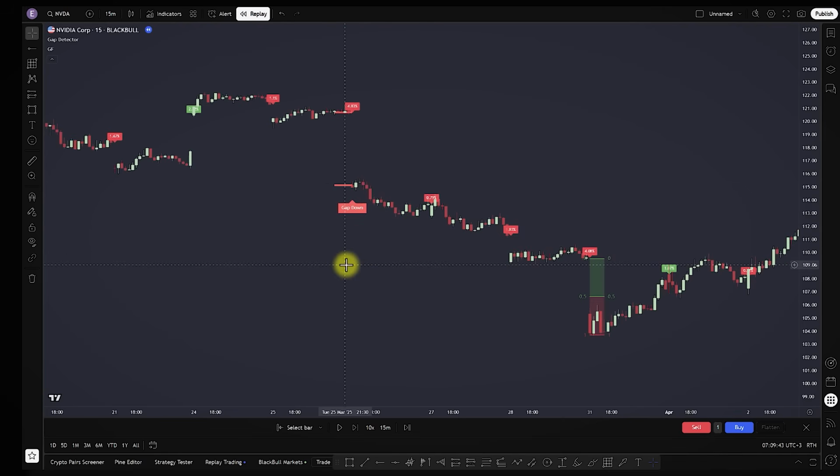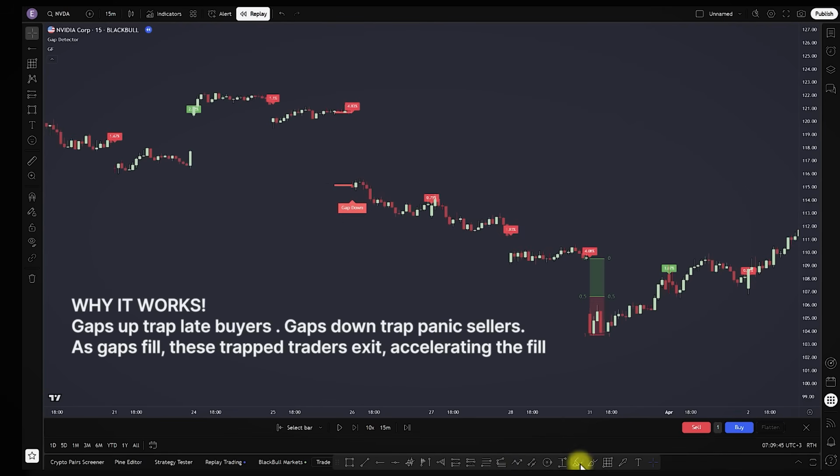Gaps are very underrated for scalping. You see, gaps up trap late buyers who chase. Gaps down trap panic sellers. As gaps fill, these trapped traders exit, accelerating the fill. So I'm planning to profit from their mistakes.